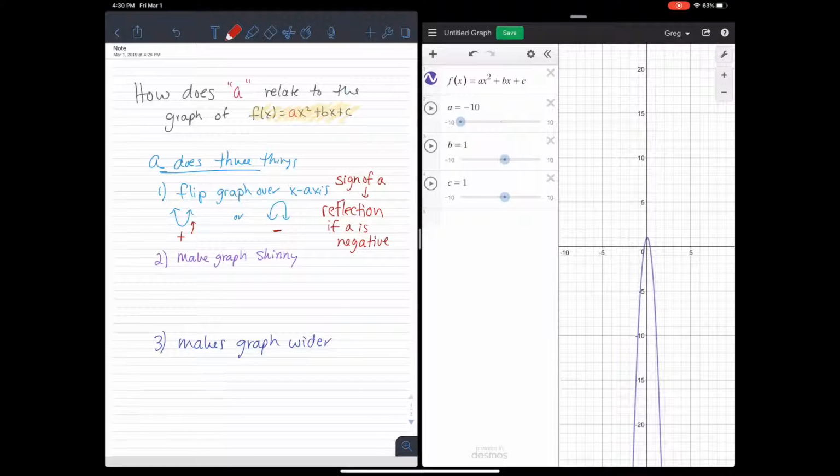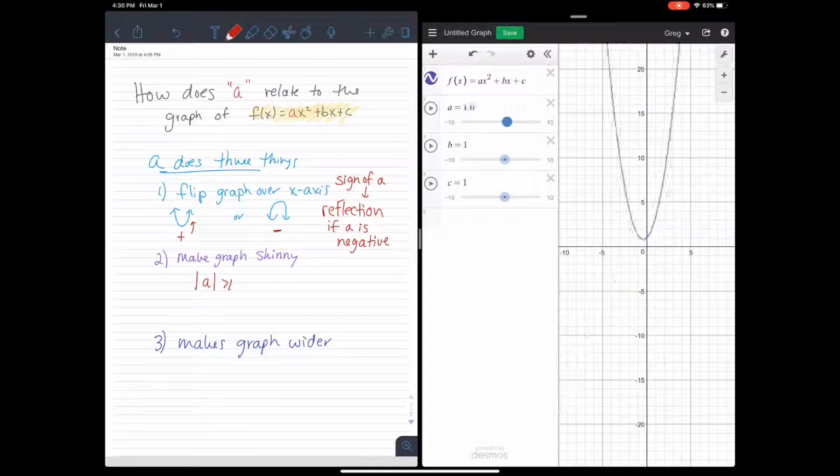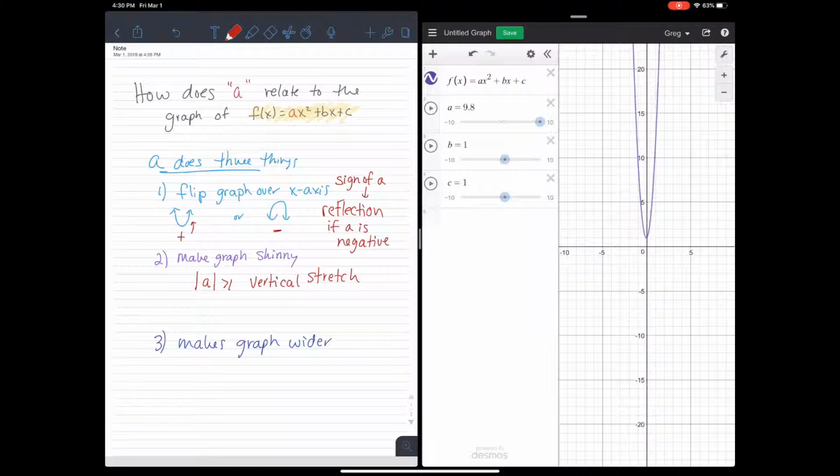So aside from the sign, it's the value that makes it skinny or wide. So what we talk about is if the absolute value of a is bigger than 1, so something like 3, 4, 5, 6, 7, 8, 9, 10, that's going to make the graph skinny. So if the absolute value of a is bigger than 1, we call this a vertical stretch. If the absolute value of a is less than 1, then this is going to be a vertical shrink.